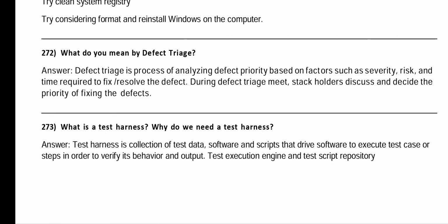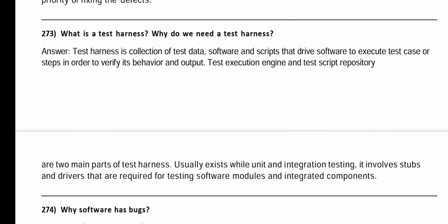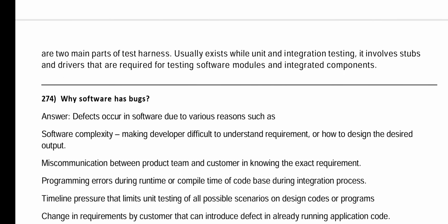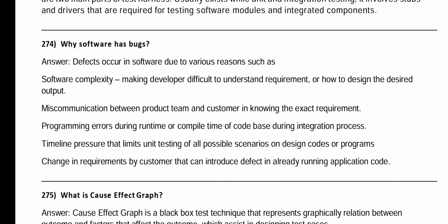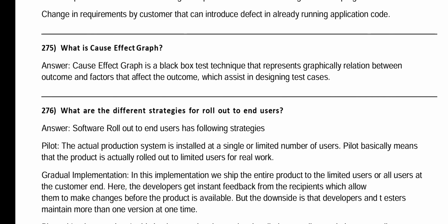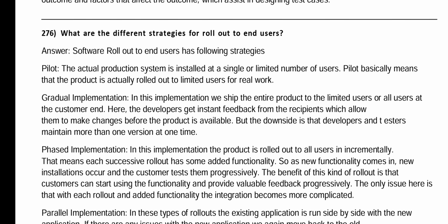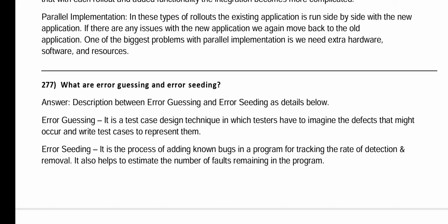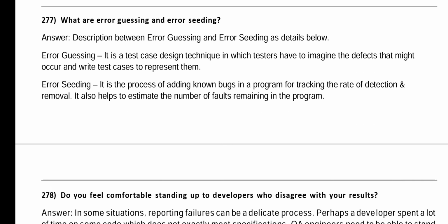What do you mean by defect triage? What is a test harness? Why do we need a test harness? Why does software have bugs? What is a cause effect graph? What are the different strategies for rollout to end users? What are error guessing and error seeding?